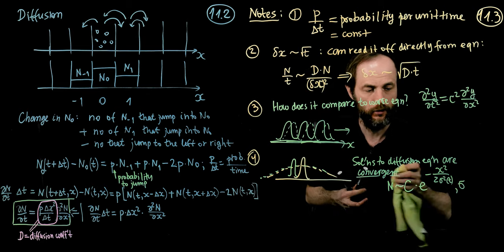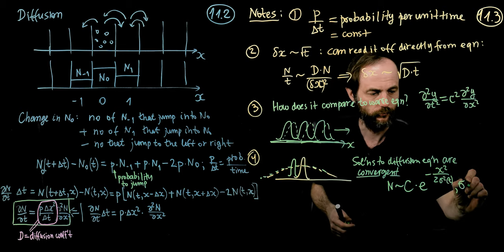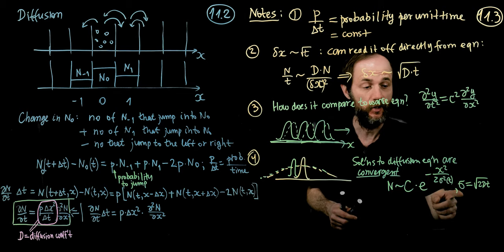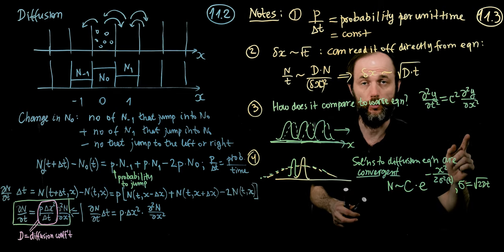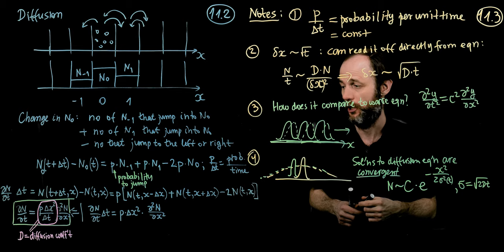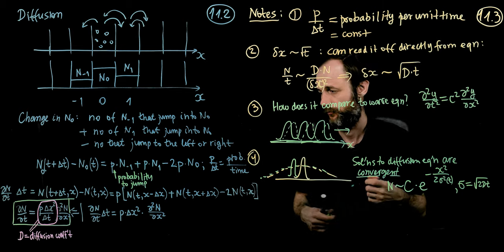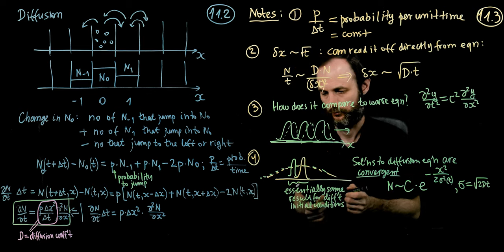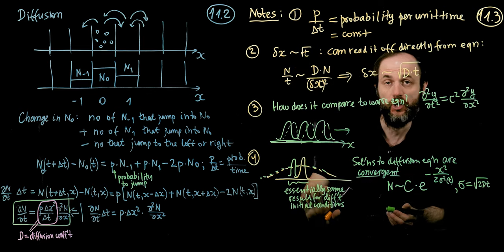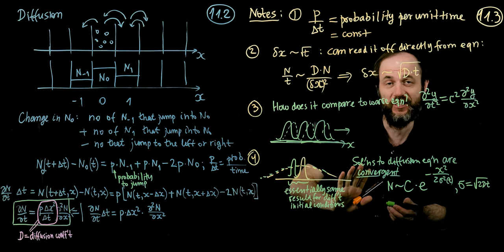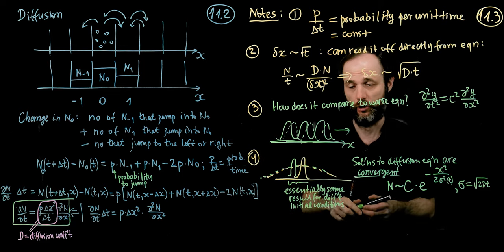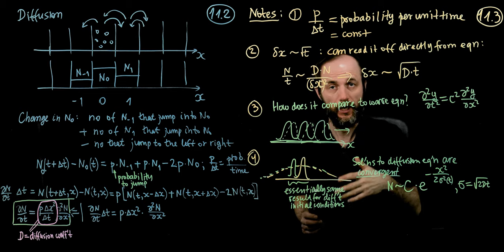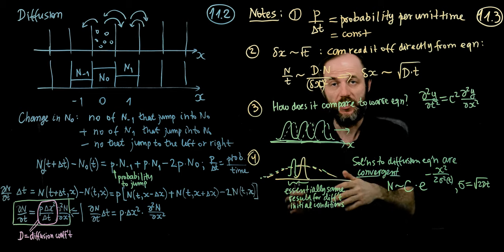And so here, sigma is equal to the square root of 2 times the diffusion coefficient times the time. And as a recap, here in the diffusion equation, we get essentially the same result for different initial conditions. Not the same story in the wave equation. Completely different behavior. Here we have waves, here we have spreading.